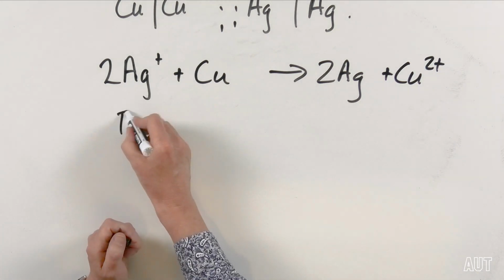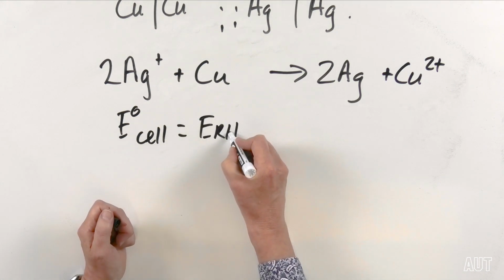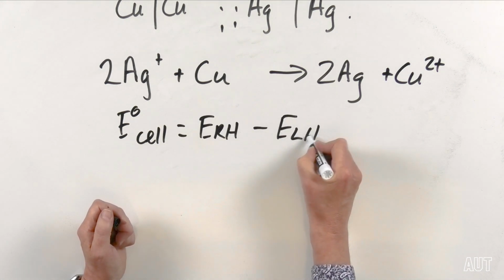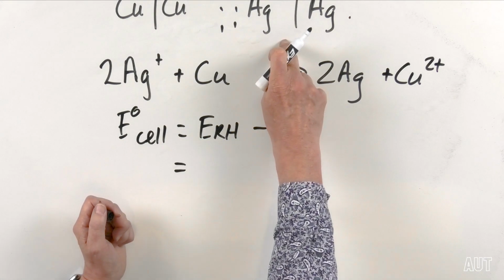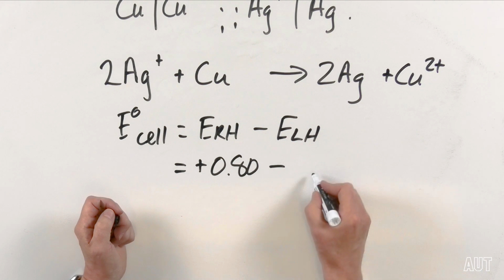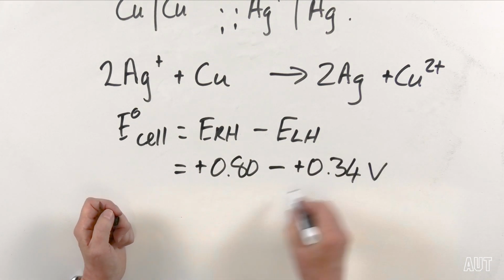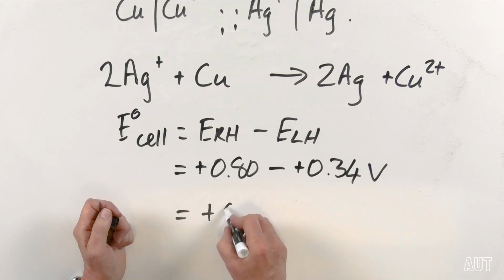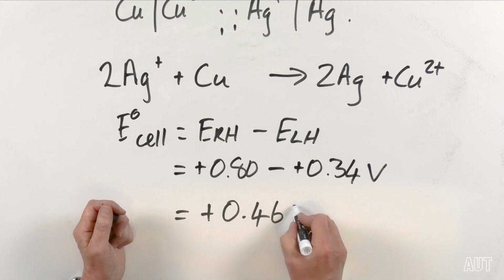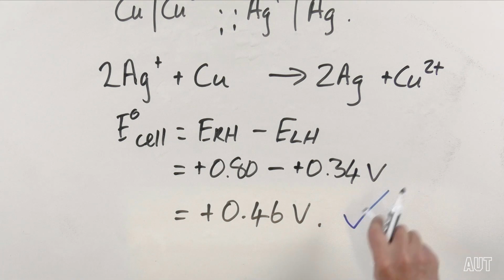Okay, E-naught of this cell is equal to E of the right hand minus E of the left hand, which is equal to silver, plus 0.8 volts, minus copper, plus 0.34 volts, and that is equal to plus 0.46 volts. That is positive, and that means that this reaction is going to be spontaneous. Okay?